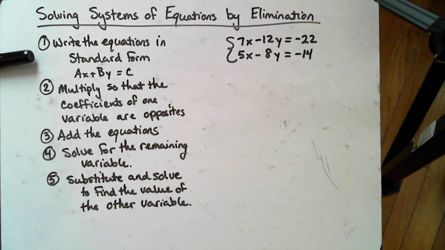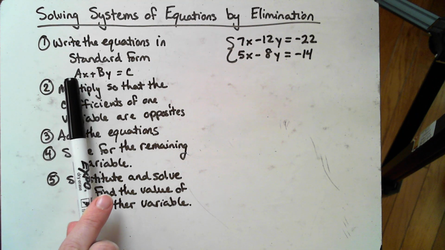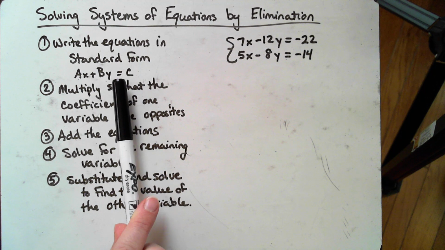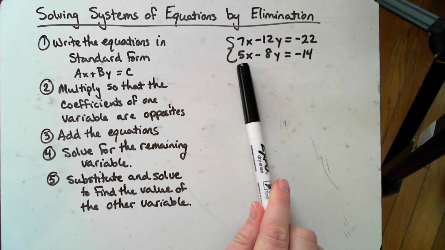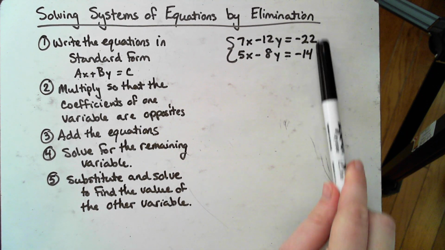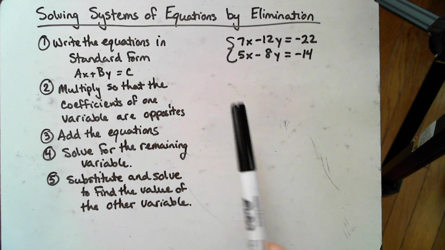You start by writing the equation in standard form, and in many cases it's already given to us in that form. But just in case, you would want to have it so that you have x first, then y, then c. So you want to make sure that the x terms are lined up, the y terms are lined up, and the constant terms are lined up.